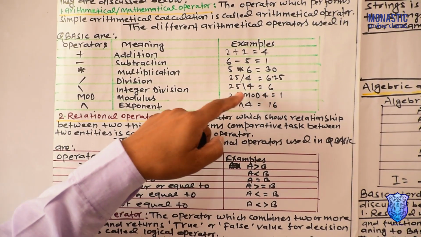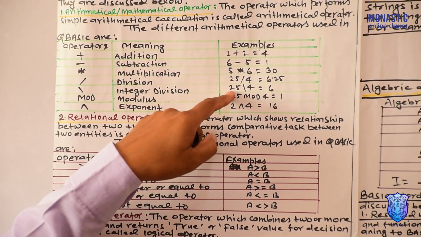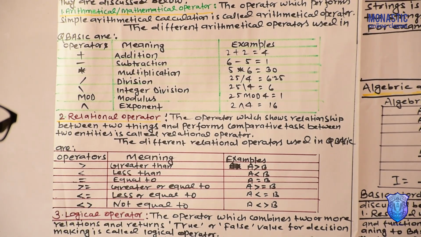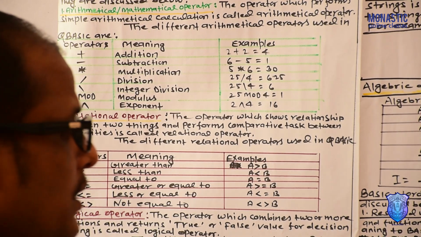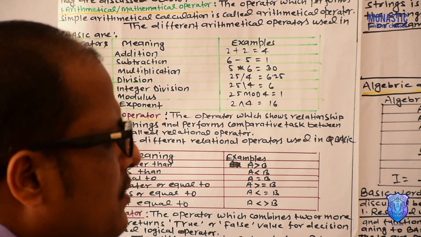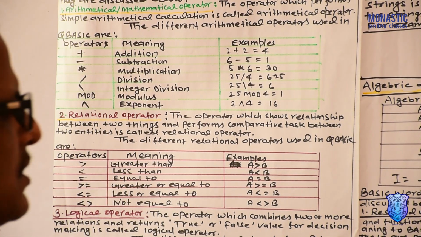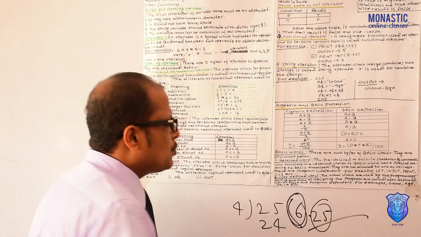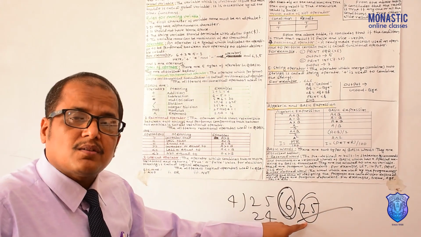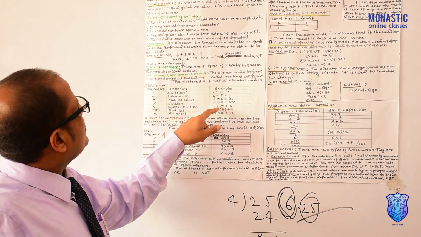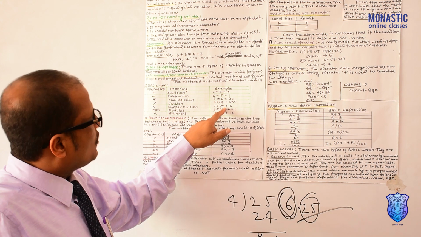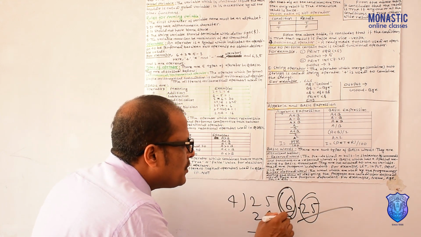Now move to another operator. This is integer division. It returns the quotient, but only the integer part. It removes the decimal part. For example, 25 integer division 4. Now what will be the answer? The answer will be 6.